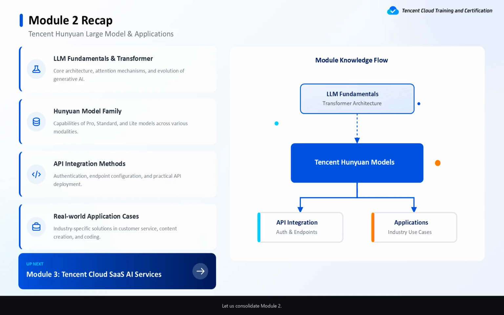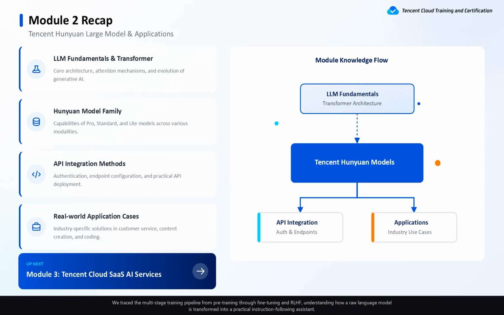Let's consolidate Module 2. We built a systematic understanding of large language models, from the evolution of parameter scale to the emergence of capabilities at scale. We examined the transformer architecture in depth, including self-attention, multi-head attention, and the coordinated role of key components, understanding why this architecture displaced all previous approaches to sequence modeling.